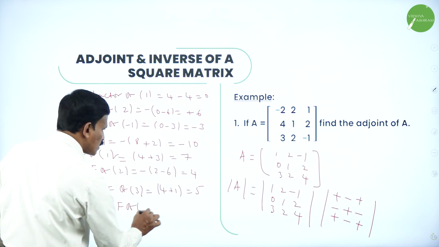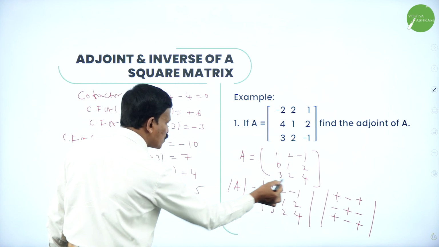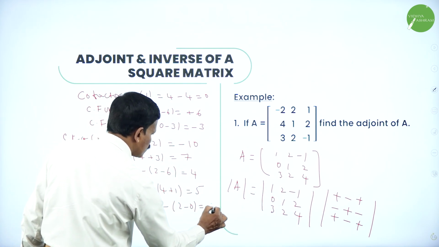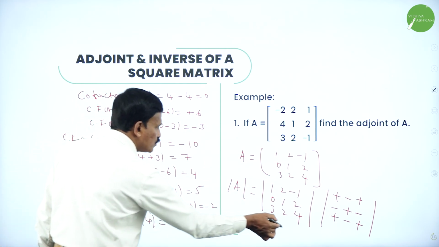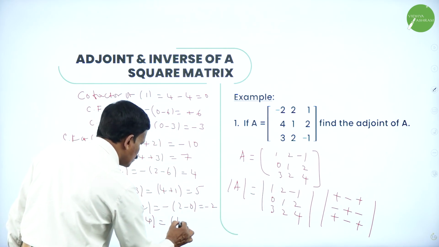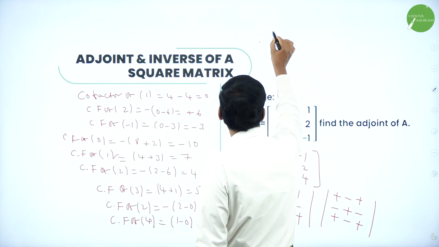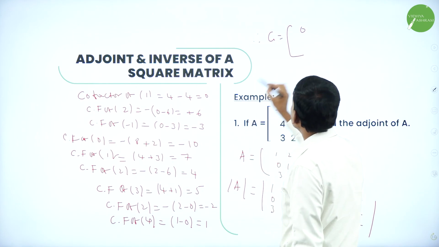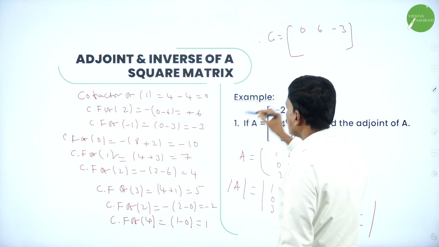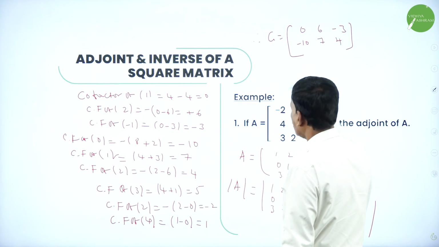Similarly, cofactor of 2 is equal to minus, this row and column is deleted, 1 2s are 2 minus 0, that's equal to minus 2. And the cofactor of last element, 4, is equal to, this row and column is gone, 1 1s are 1 minus 0, that is equal to 1. Now, therefore, the cofactor matrix C is equal to: first row, 0, 6 and minus 3. Second row, minus 10, 7 and 4. Third row, 5, minus 2 and 1.